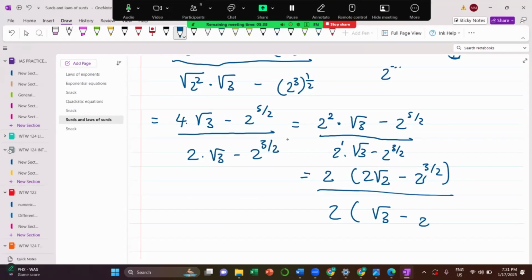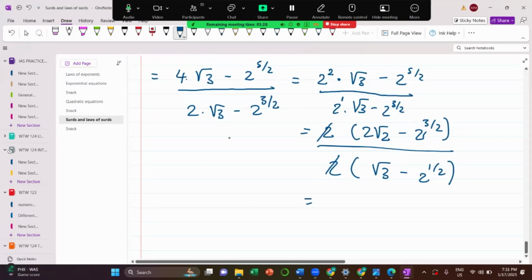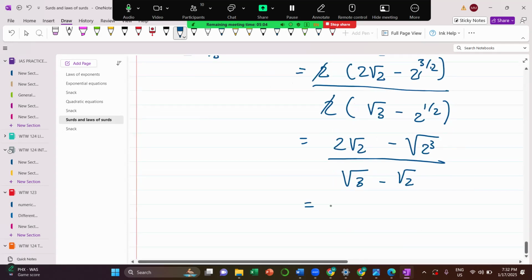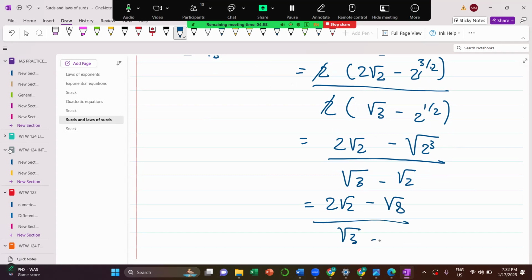So we're going to be left 2 to exponent of what? 1 over 2. So these 2's cancel each other out. Then my final answer is just going to be 2 root 2 minus, if in case I take back this to a set, I'm going to have what? So because of this denominator of 2 here, I know I'm going to have square root, but what? 2 cubed all over square root of 3 minus square root of what? 2, which is just the same as 2 root 2 minus root 8 all over root 3 minus root 2.